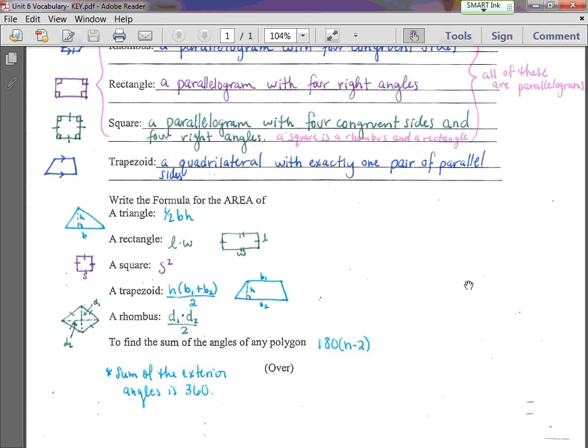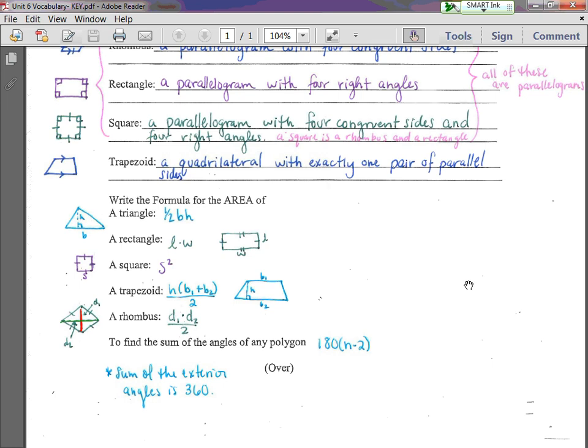Rhombus, kind of a unique one here. Some formulas will say p times q divided by 2. Same idea here is d1 times d2. That is the length of your diagonals. So d1, or p, is the length of one of your diagonals, this whole thing here. And q, or d sub 2, is the length of the other diagonal. So it's 1/2 times the product of the diagonals.